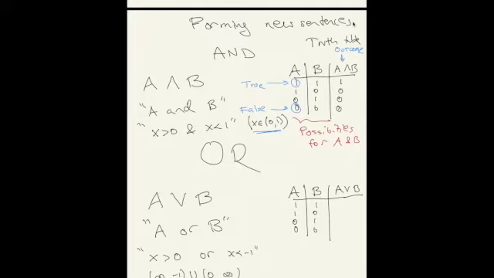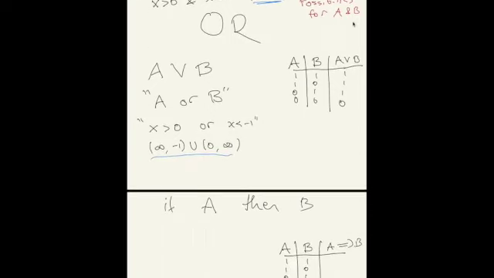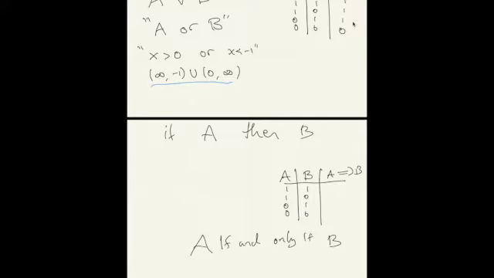But "or" means that one of these claims is sufficient. So if we have a true statement on one of the sides, either A or B, we get true. But if both of them are false, that's the only case where we get a false statement. So these are relatively familiar.